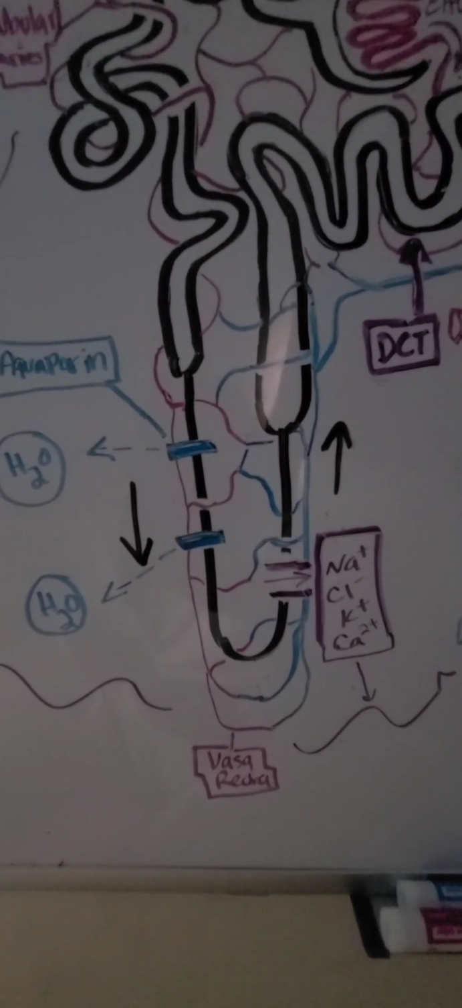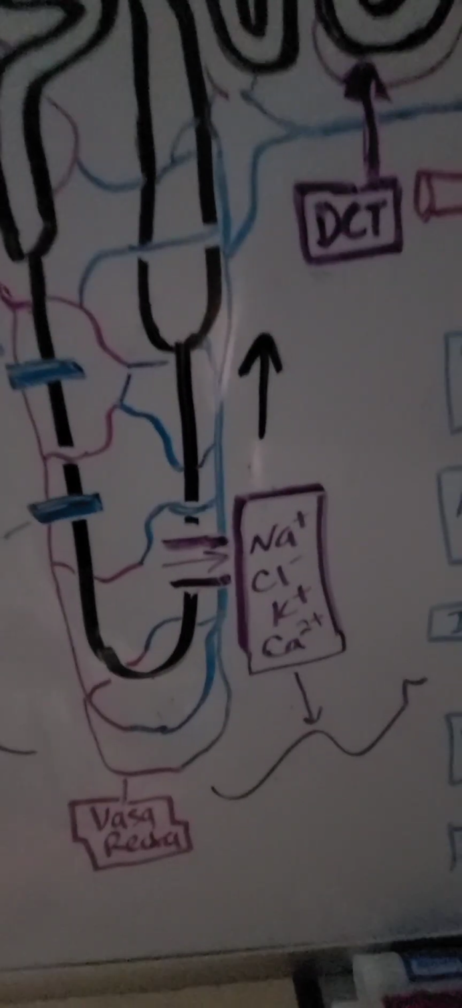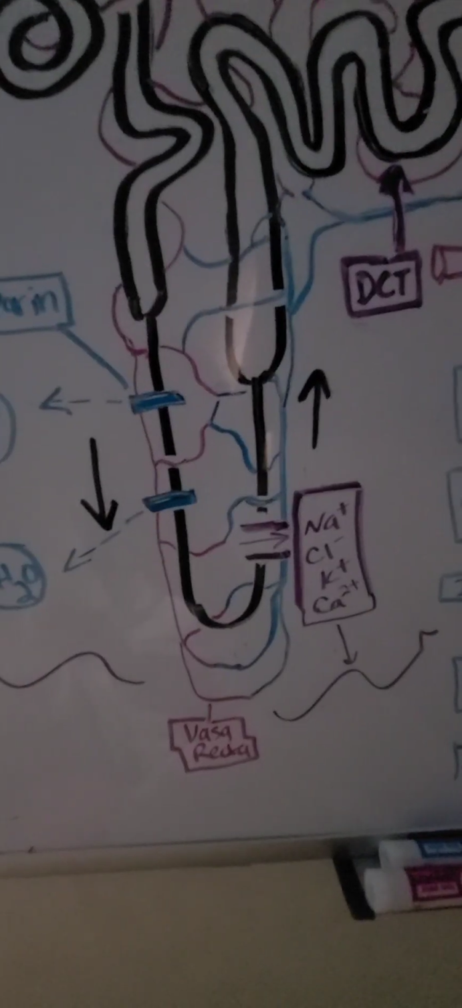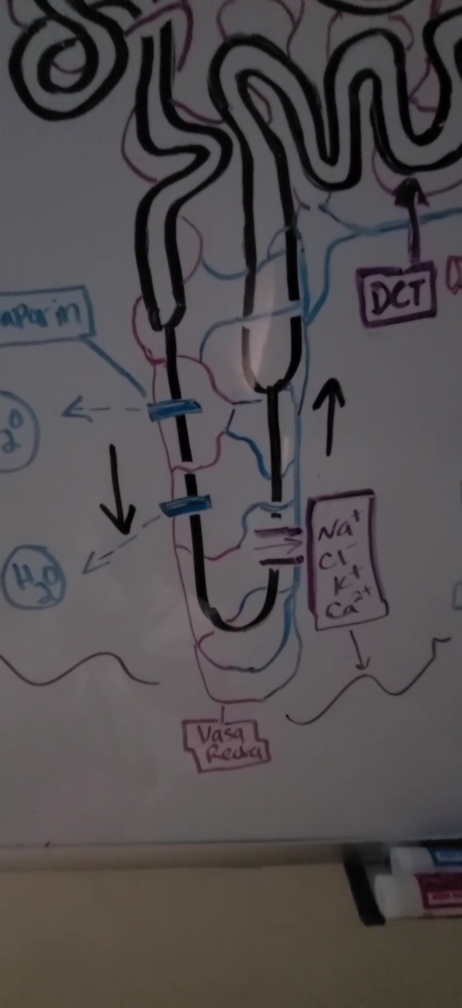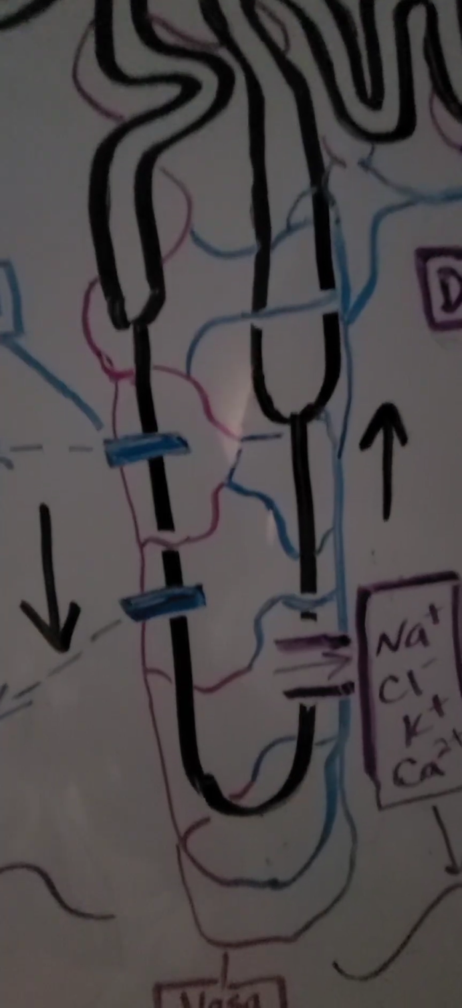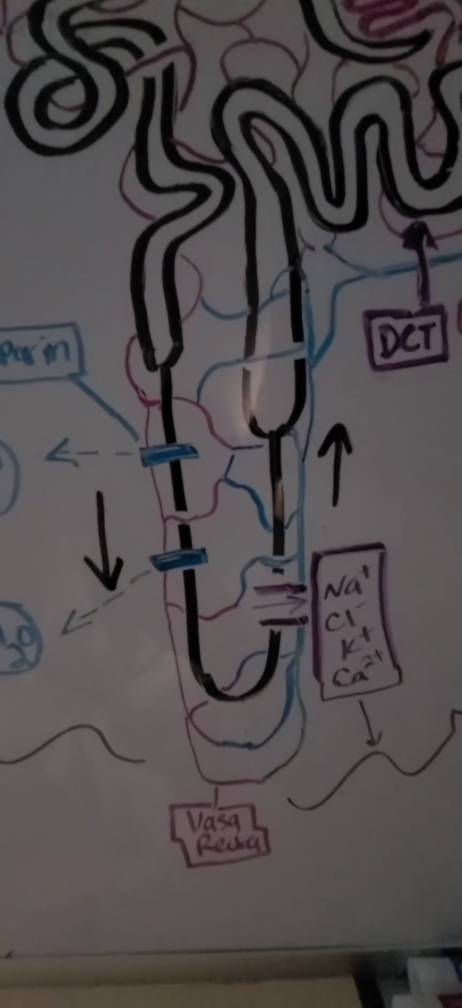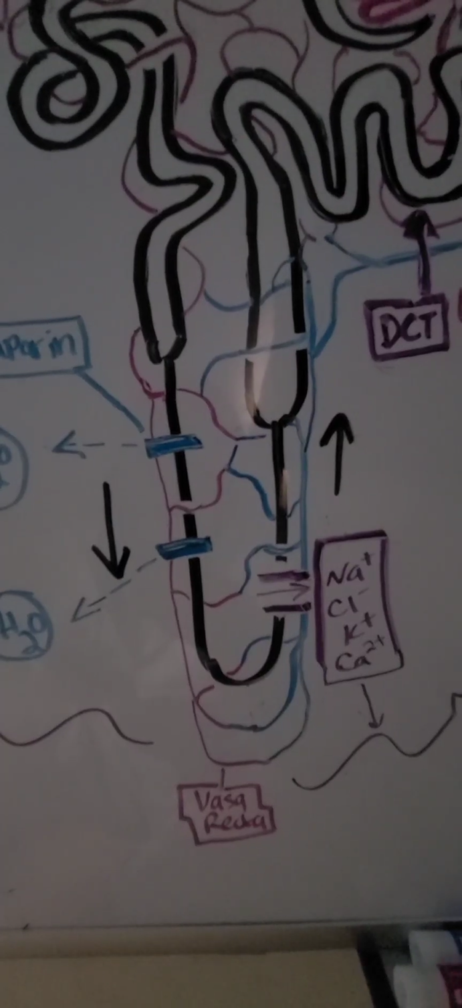So basically what happens is the descending limb lets water out, and the ascending limb lets salts out. The water, salts. And both will be reabsorbed into the bloodstream by the vasa recta. And that's those capillaries with the blood, the arteries, and the veins. The vasa recta will be the capillaries that surround the loop of Henle.